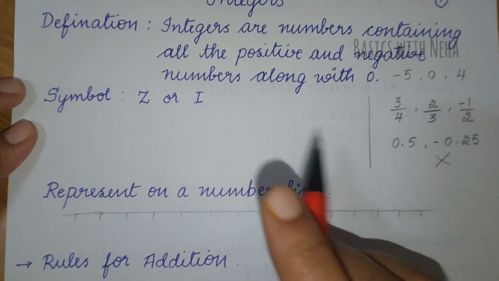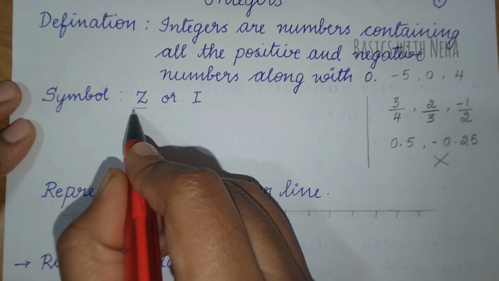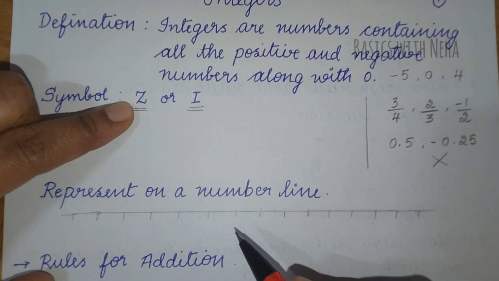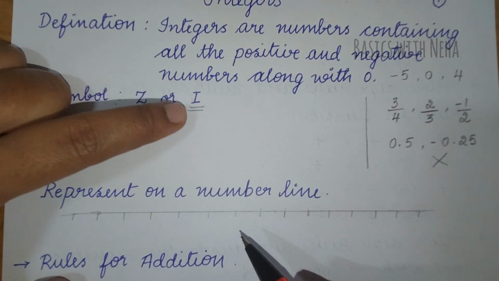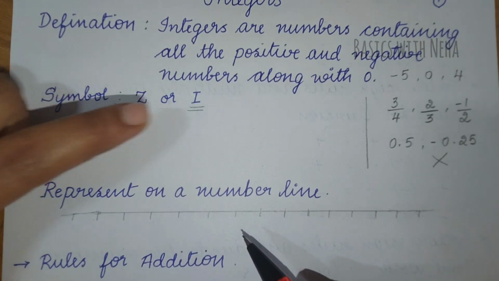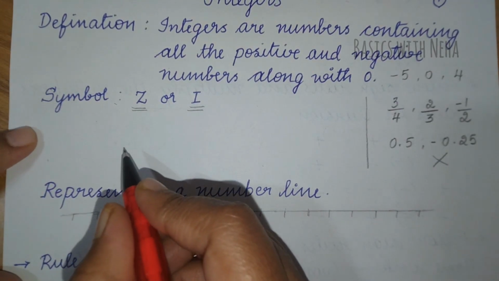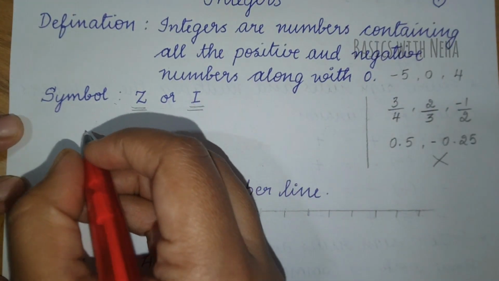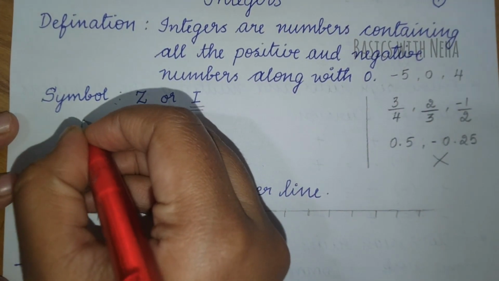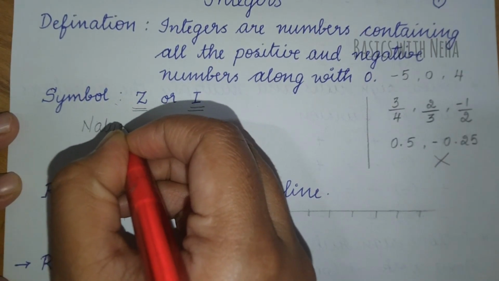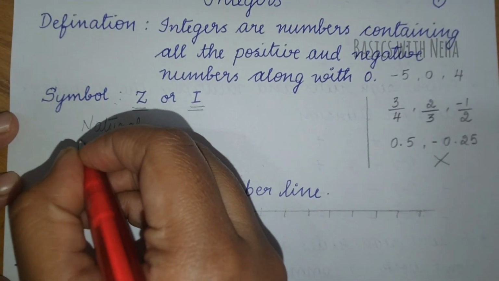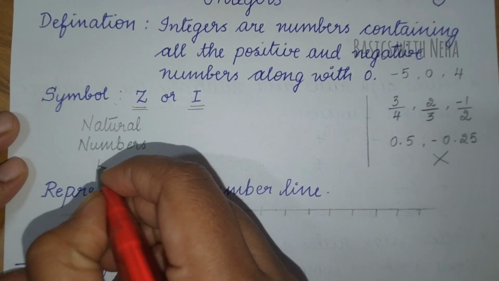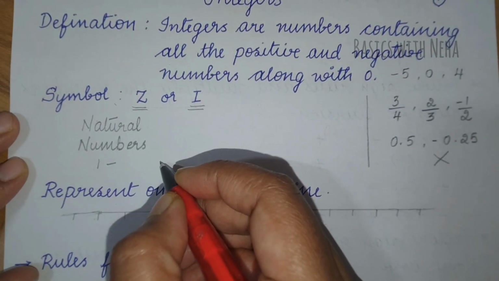Integers are represented by a symbol, either Z or I. They can be represented either way. You can use Z or you can use I in order to represent integers. What exactly does this definition tell us? It simply means natural numbers. Natural numbers are those numbers which are from 1 to infinity.